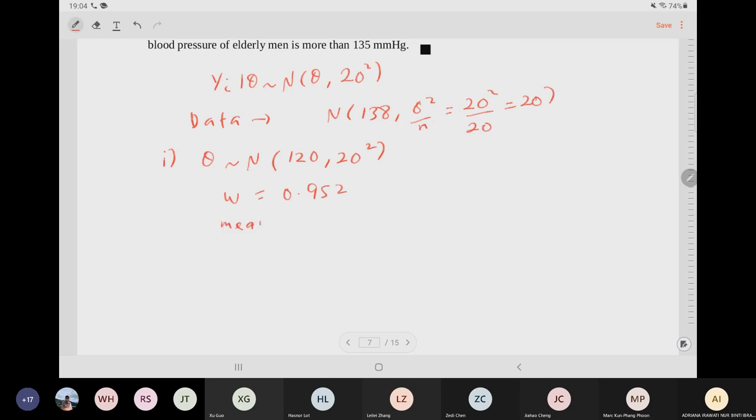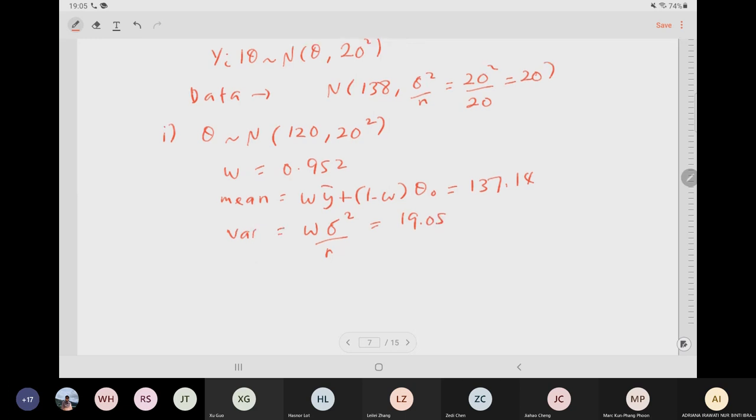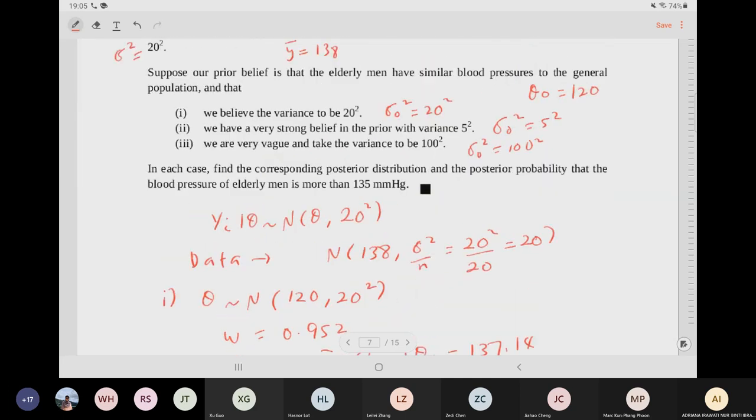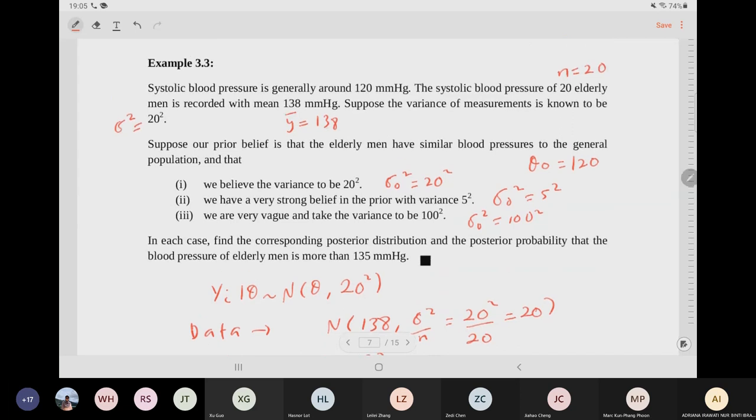And the mean, if you use your formula, which is W Y bar plus (1 minus W) theta naught, you will get 137.14. And the variance, using this formula, you will get 19.05. So just plug in the formula and calculate. That's why in the question you have to define what your Y bar is: Y bar is 138, sigma square is 20 square, and theta naught is 120.